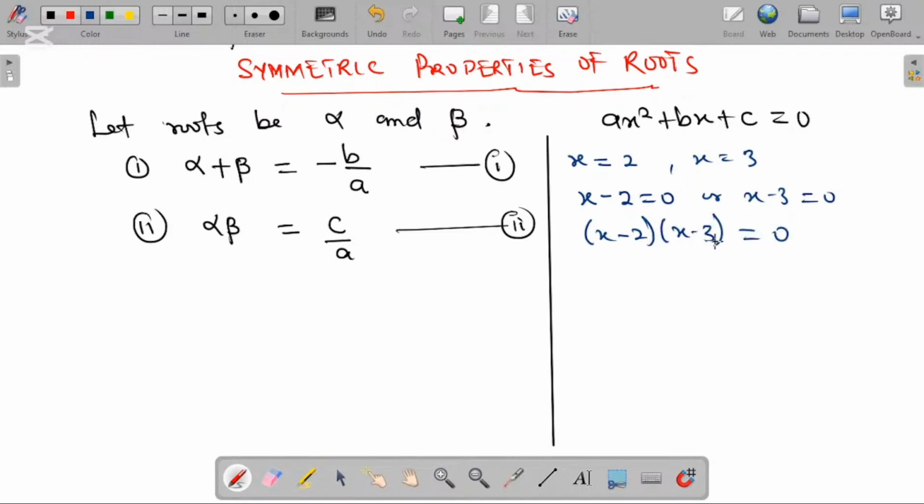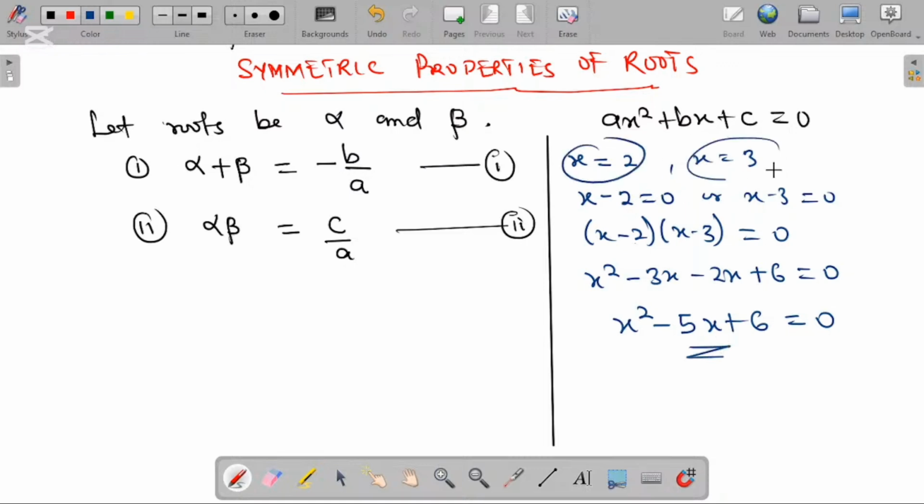If you open this bracket, you will get x squared minus 3x. That's x multiplying this. Then minus 2 multiplying will give you minus 2x. Minus 2 times minus 3 will give you plus 6 is equal to 0. And so from here, you will obtain that the equation is x squared minus 5x plus 6 is equal to 0. Of course, if you solve this equation, you will get back your x equal to 2 and 3. So this is the process of generating the quadratic equation when you are given the roots.